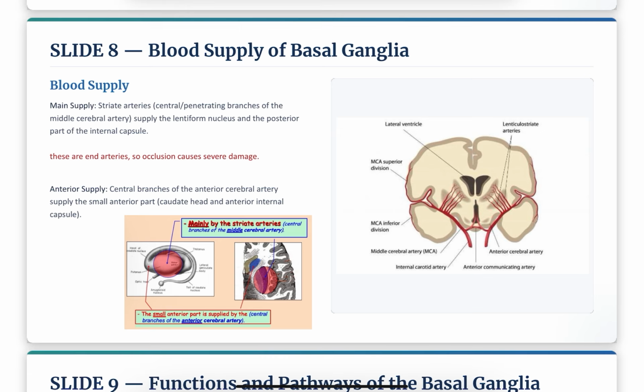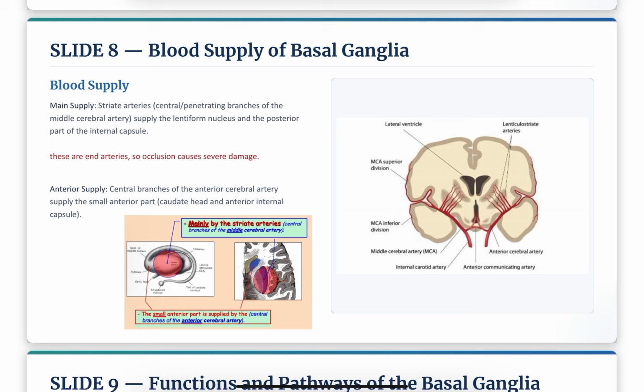Now, these arteries, they supply what? They mainly supply the lentiform nucleus and the posterior part of the internal capsule. So they supply mainly the lentiform nucleus, which we said consists of the putamen and the pallidum, and the posterior part of the internal capsule.